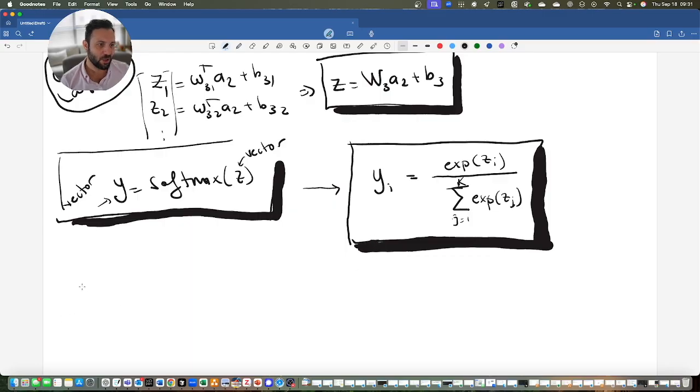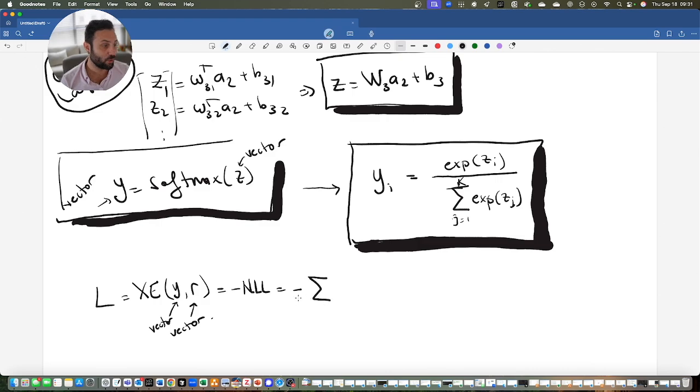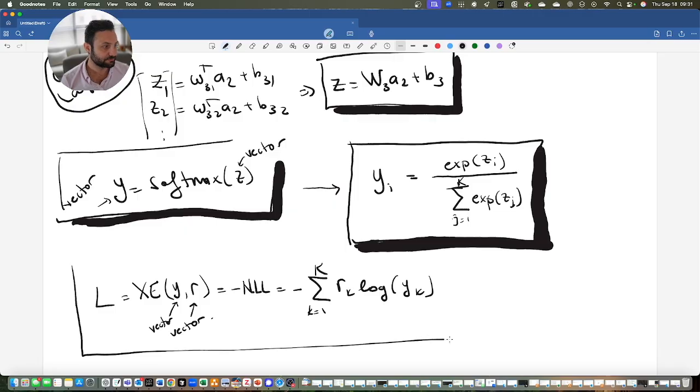And finally, the loss is the cross entropy. We defined it as L, cross entropy between Y and R. Again, this is a vector, and this is a vector, right? And it is the negative log likelihood, which is calculated as the negative sum over all classes k equals 1 to capital K of rk log yk. So this was my loss.